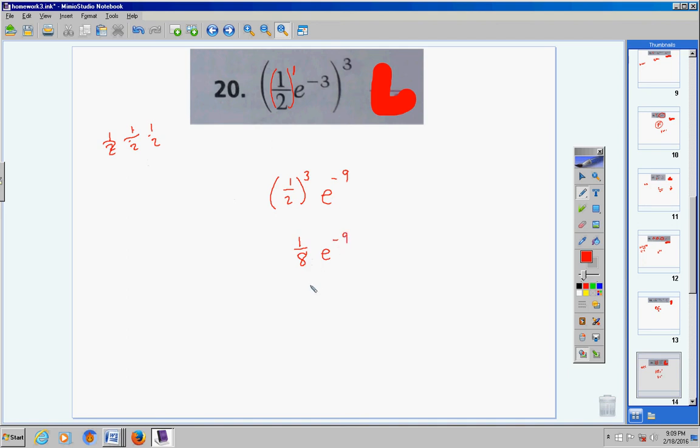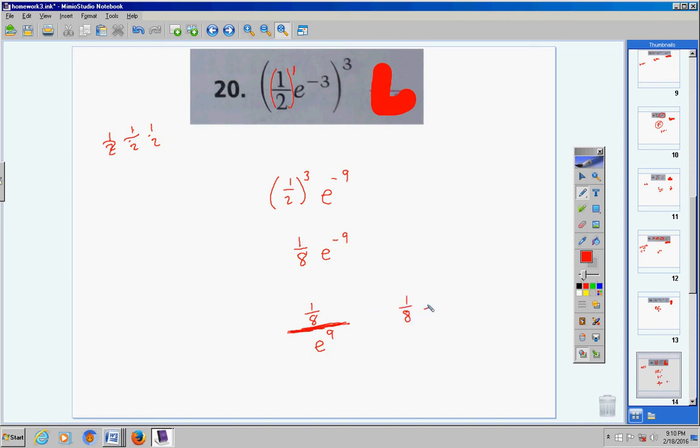Got it? Now let's take this further. I don't want this e to the negative 9, okay? So I'm going to take it down to the bottom. So now I have 1/8 over e to the 9th. Does that make sense to everybody? Put the 1/8 over 1 and bring this down to the bottom. That gets rid of your negative exponent, okay? Now, we never want a fraction within a fraction. So guys, you know what to do. We have 1/8 divided by, that's what this big fraction line means, 1/8 divided by e to the 9th.